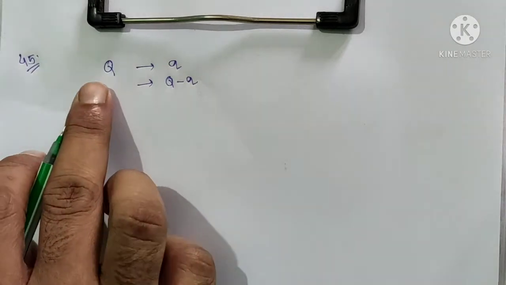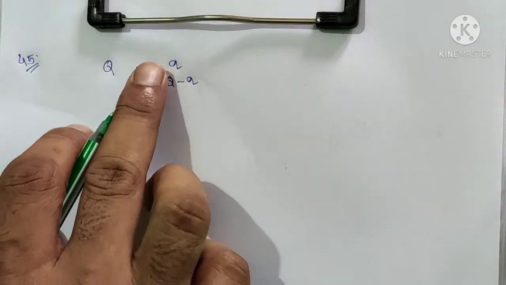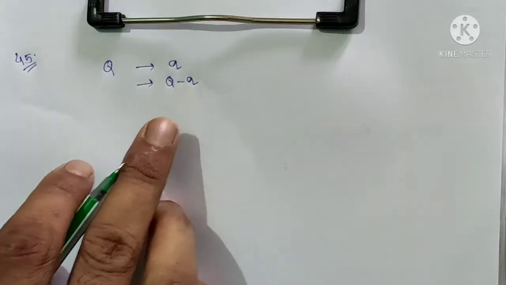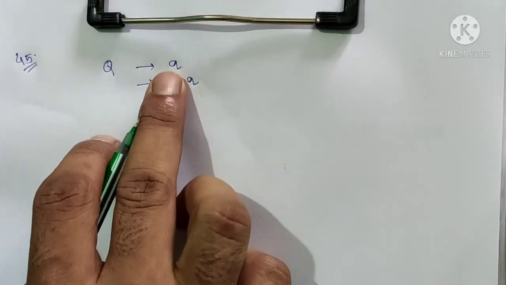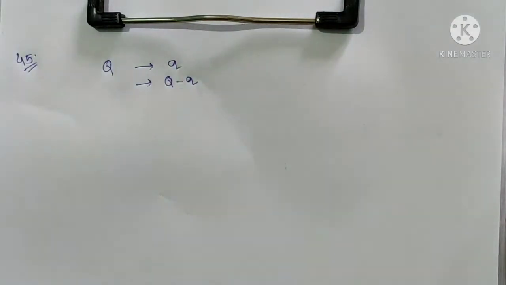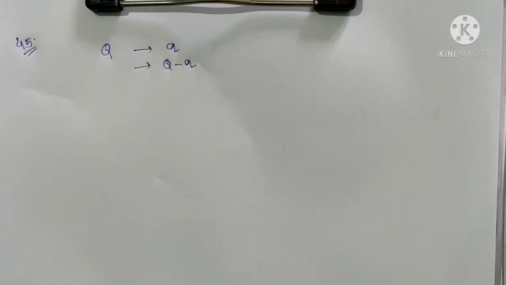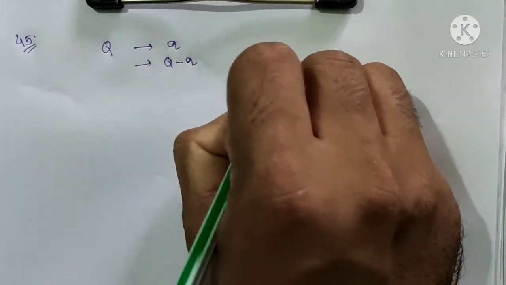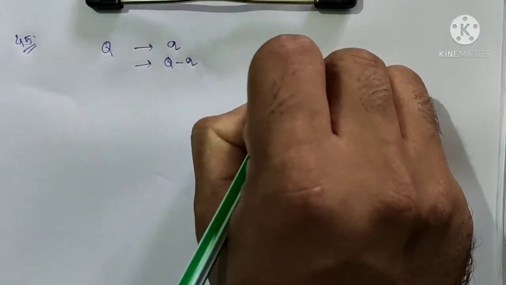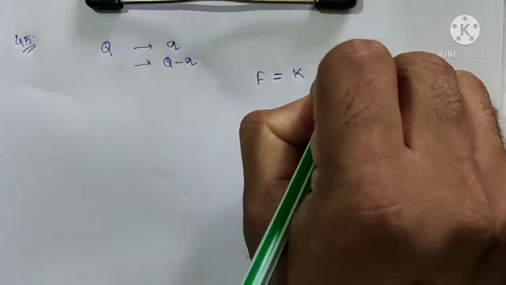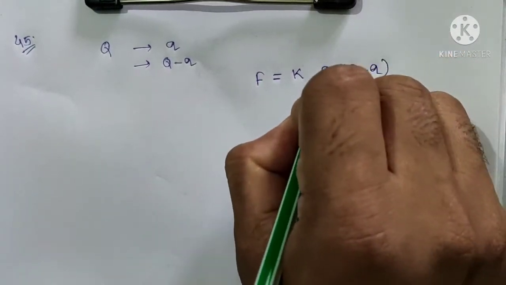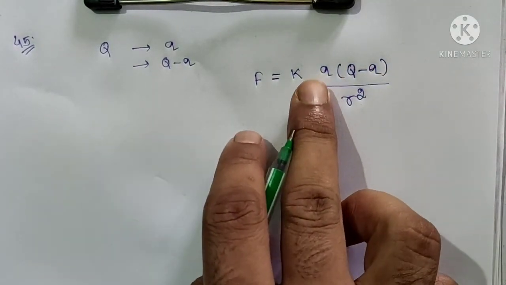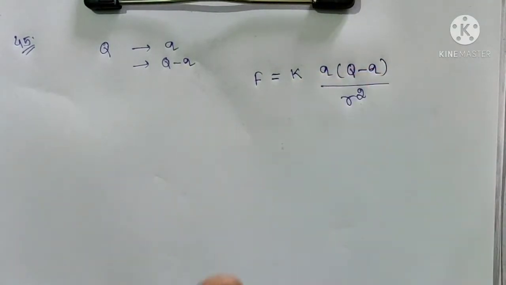Now this Q charge is divided into two parts, small q and capital Q minus q. Now we have to find the value of small q so that the force between these two charges should be maximum. And from Coulomb's law we know the force between any two charges is given by F equal to K into q(Q minus q) by r square. r is the separation between these charges q and Q minus q.